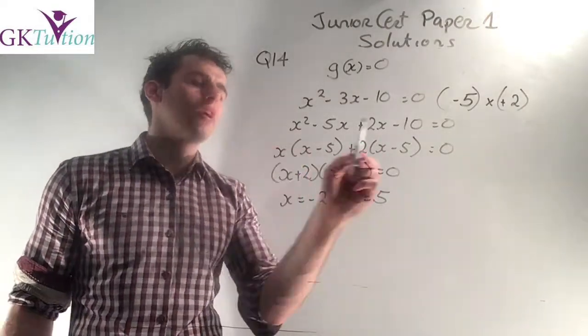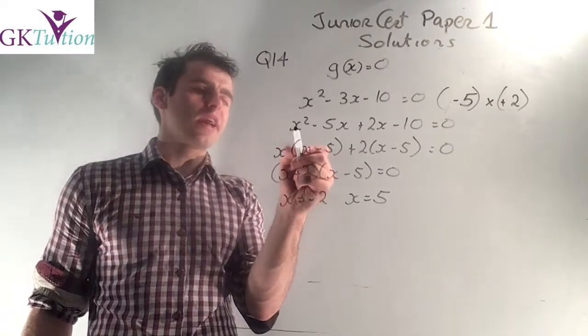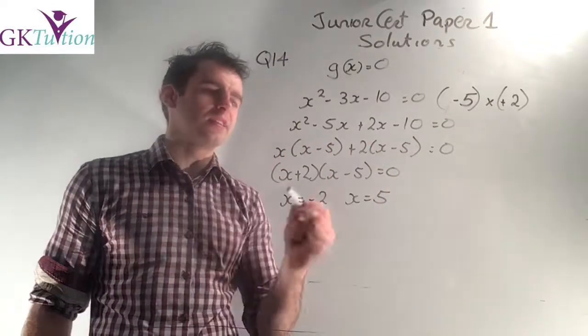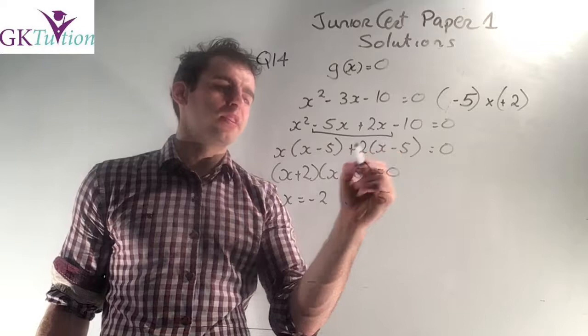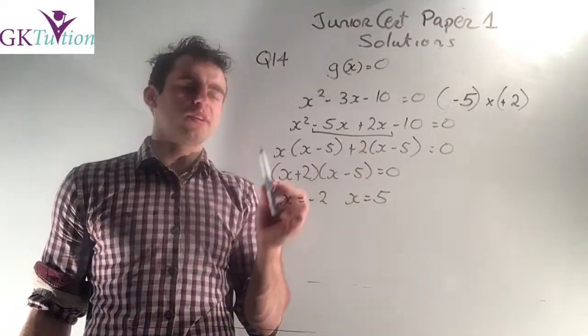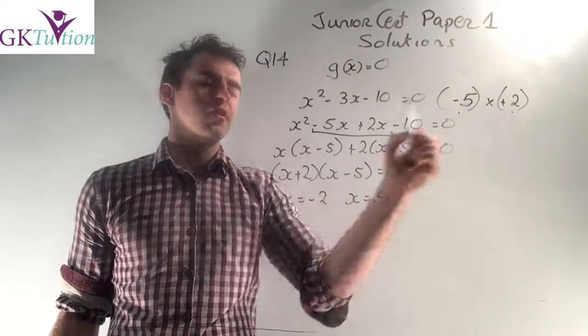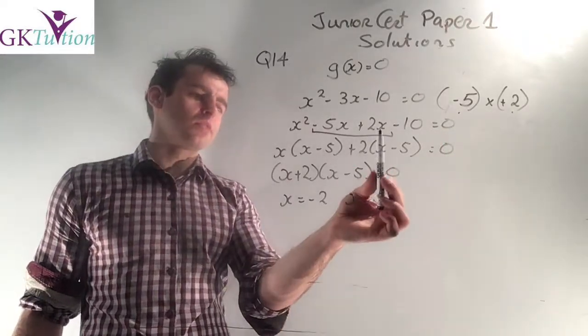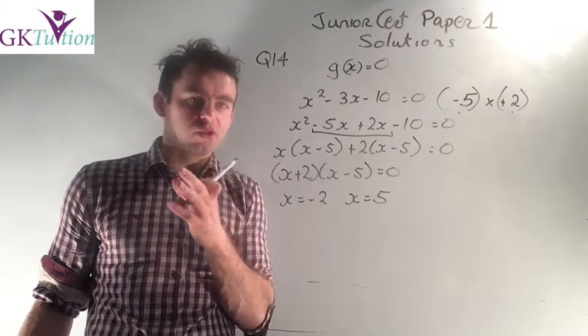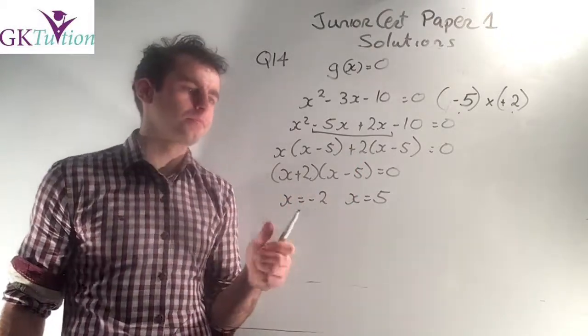So I'm going to rewrite this line. My x squared stays the same, my minus 10 stays the same, but the two terms in the middle are different. Rather than calling this minus 3x, I'm going to call it minus 5x plus 2x, because they're the figures I've identified here. Minus 5x plus 2x is still minus 3x. I'm just writing this equation in a different form.